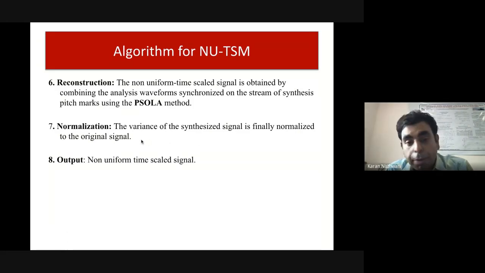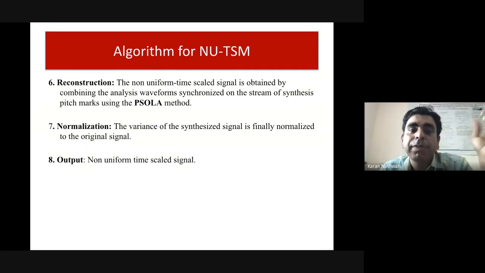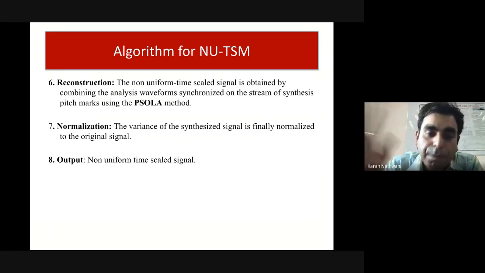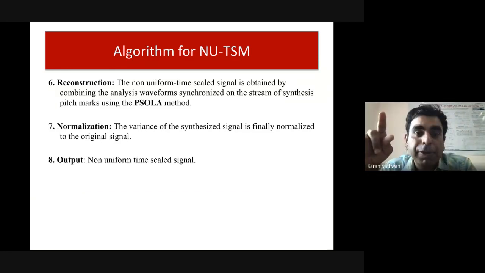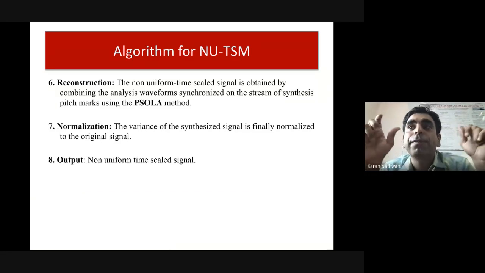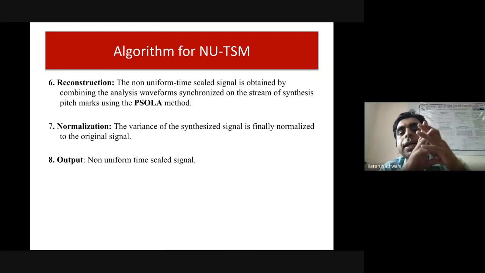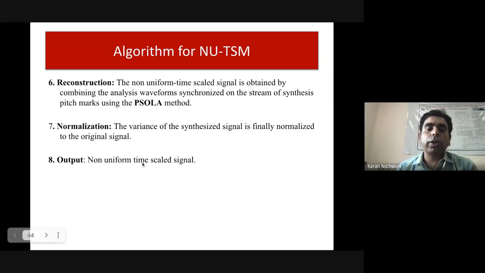Now, a very important point. When you time scale the signal, you will always have more energy than the original one. For example, you have 1 second of speech, the original one, and the modified one is 1.5 seconds. Obviously, the 1.5 seconds has more energy than the 1 second. So you cannot normalize the energy as was the case in the previous two methods. Instead, you will normalize the variance of the synthesized speech. You normalize the variance, so it is the same variance, but the energy is different. After that, you will get the non-uniform time scale signal.